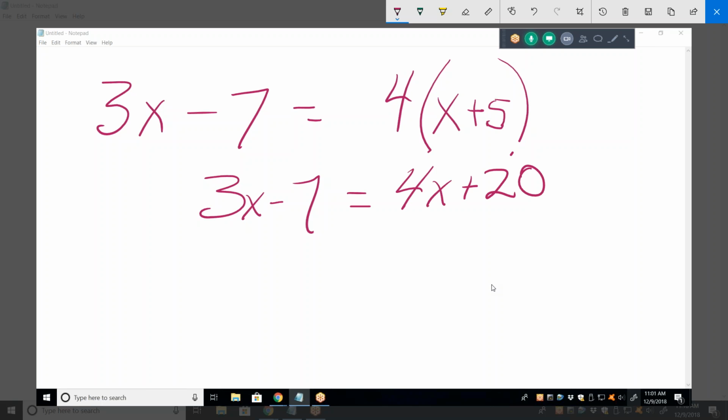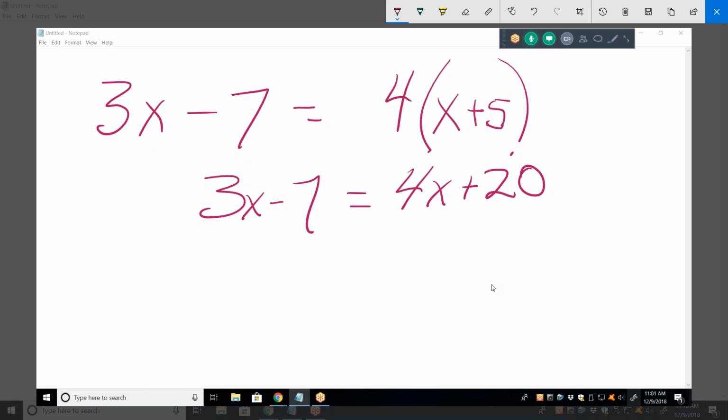Now, you always get to a point in solving an equation when you have variables on both sides as to which side you want your variable to end up on, because I have a choice. I can move my x's to the right and my numbers to the left, or I can move my x's to the left and my numbers to the right. In this problem, which would make more sense? And why?